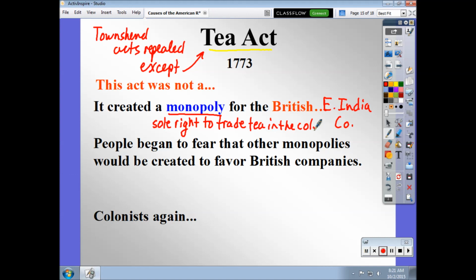People began to fear that other monopolies are going to be created, that the British will begin to favor British companies by making sure that the laws that are passed are tailored to favoring them rather than any kind of colonial businesses. And so what do they do again? They boycott. They stop drinking tea entirely. And this is really where the switch from tea to coffee becomes very obvious in the colonies. They don't drink tea. That is a British thing. They drink coffee. That is an American thing.